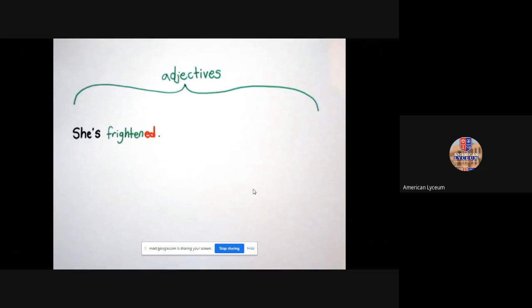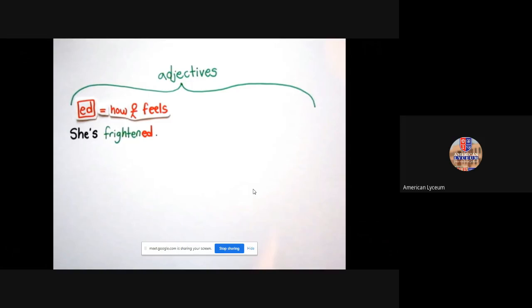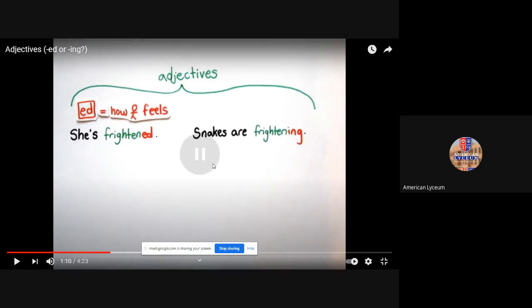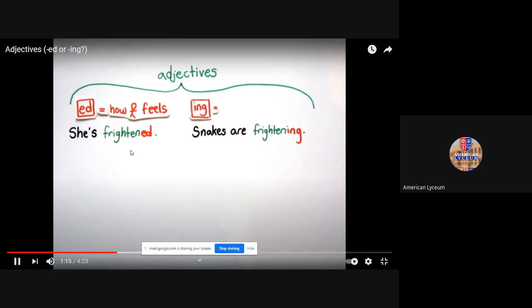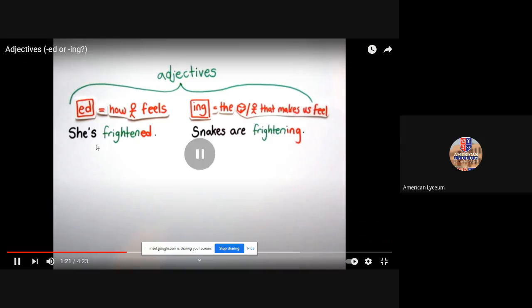Adjectives. She is frightened. Okay, she is frightened means how the girl is feeling. Snakes are frightening. She's frightened means how the girl feels. Okay, the snakes are frightening means that ing is the girl or the snake that makes us feel.